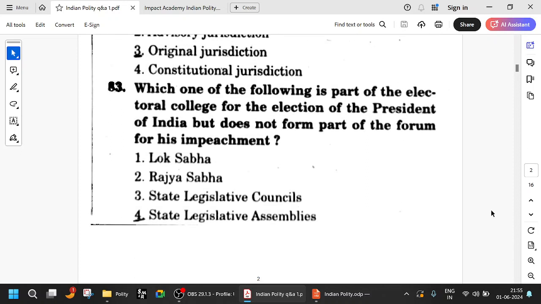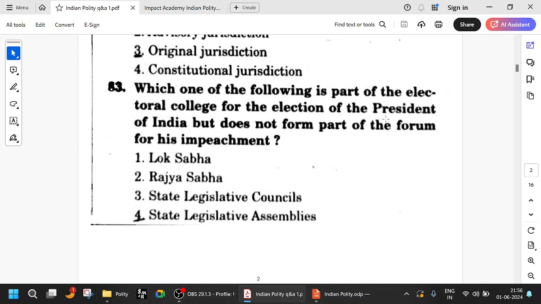Which one of the following is part of the electoral college for the election of the President of India, but does not form part of the forum for his impeachment? As we've discussed on the President, while electing the President, everyone who is an elected person participates in the election of the President.